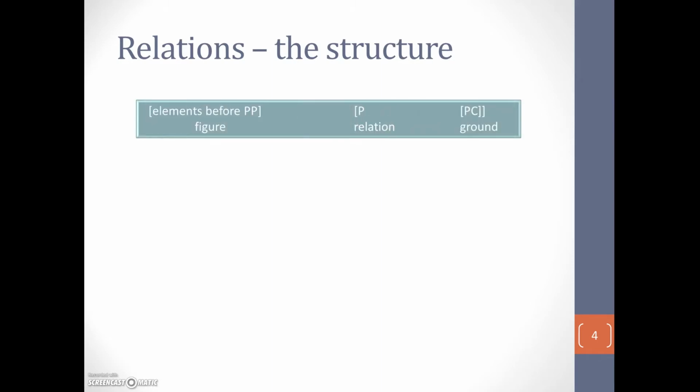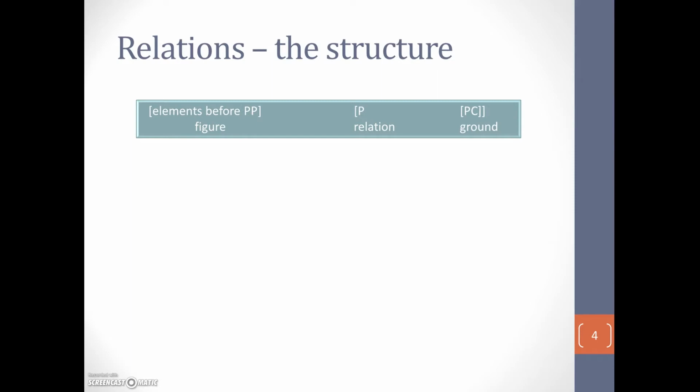So what the underlying figure-ground relation does is that it links up the prepositional phrase structure and the constituents before it like this. So we have obviously the P, the relation, right, on in this case, and the PC, which is the ground, so that could be the table, on the table, and then we have whatever comes before it, which is the figure. So we could say the book on the table, right? In this case, the book is the figure, and then we have on, which is the relation, so it specifies a position, and then finally we have the table, which is the ground.